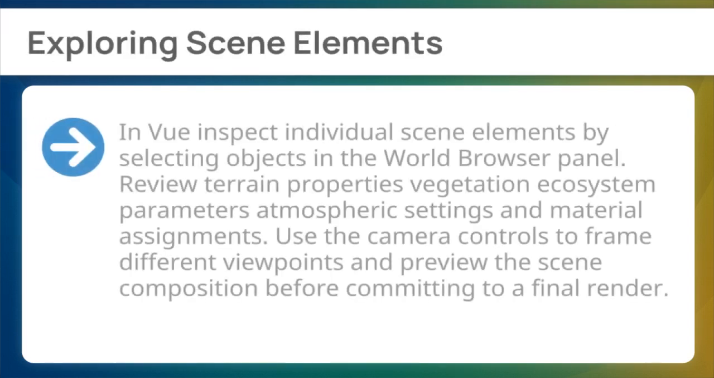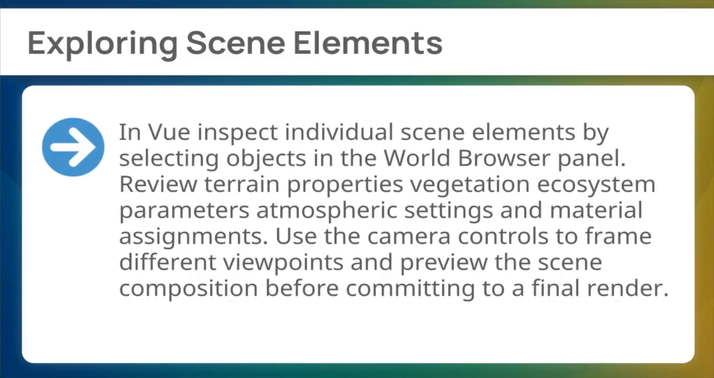Next, exploring scene elements. In Vue, inspect individual scene elements by selecting objects in the World Browser panel. Review terrain properties, vegetation ecosystem parameters, atmospheric settings, and material assignments. Use the camera controls to frame different viewpoints and preview the scene composition before committing to a final render.